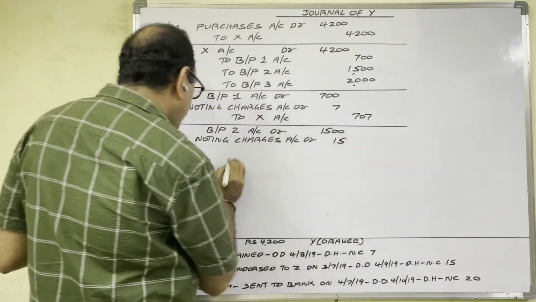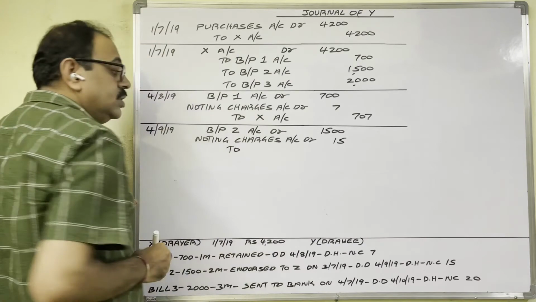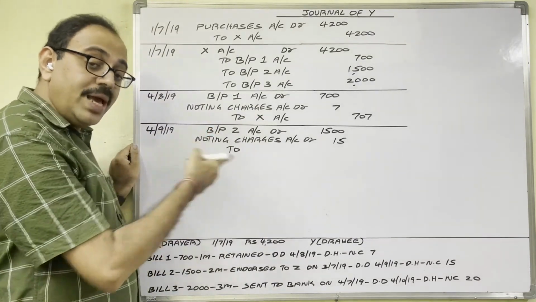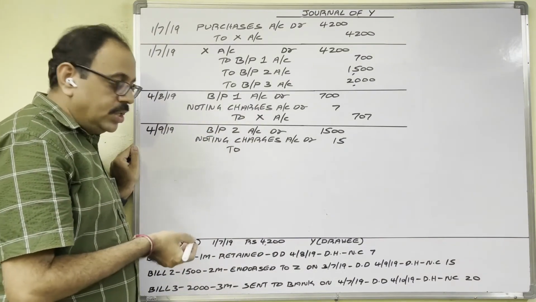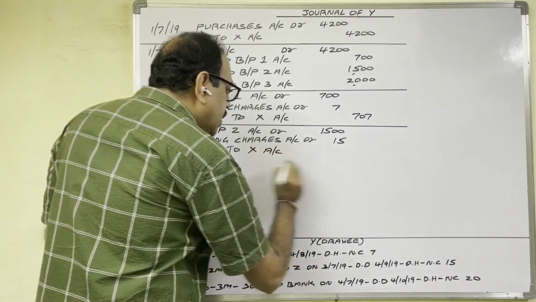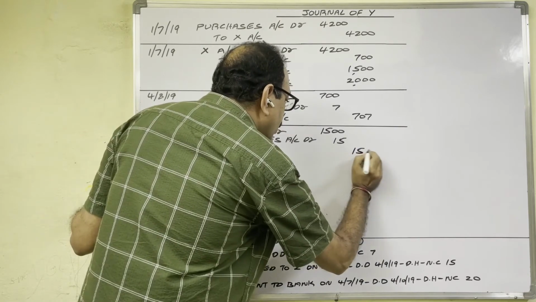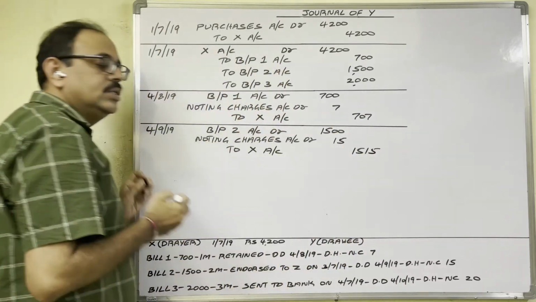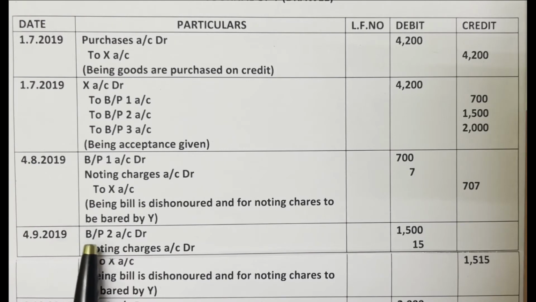Finally he should only bear, no? So debit in his account. And these two amounts, to whom he has to pay? To X only. So X is becoming a creditor again. Therefore credit X account with a total of 1515 rupees. 4th September 2019, bills payable 2 account debit 1500, noting charges account debit 15 rupees, to X account 1515 rupees. Narration: being bill is dishonored and for noting charges to be paid by Y.